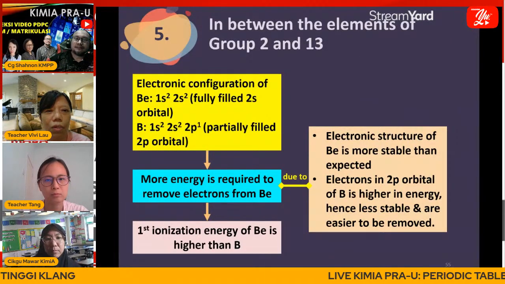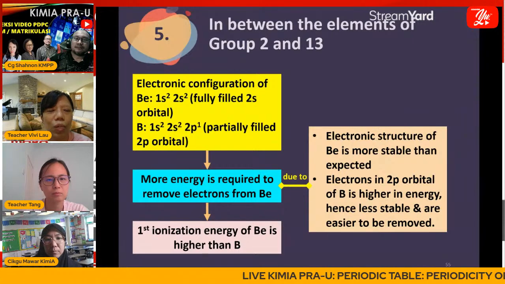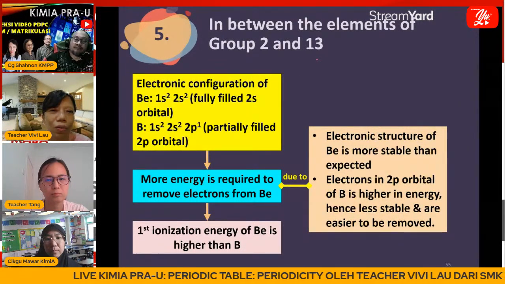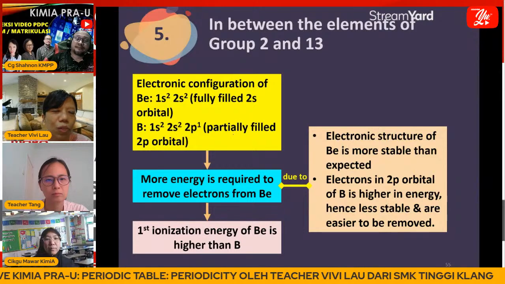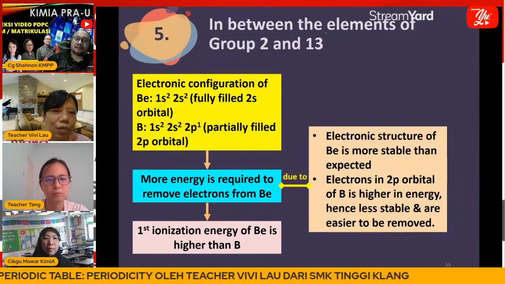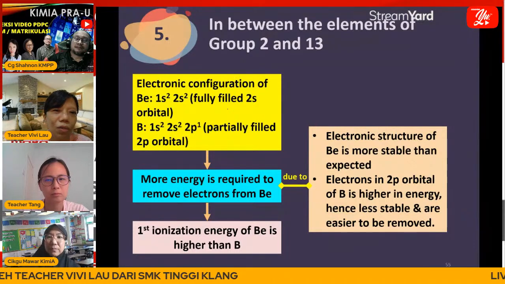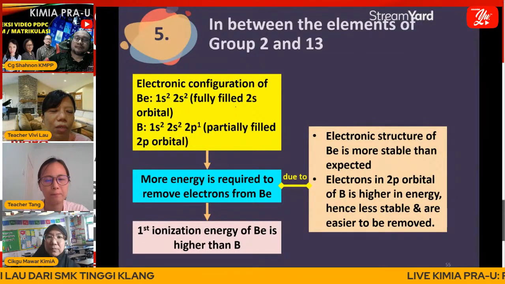Okay, so the anomalous behavior between group 2 and group 13. Group 2 is higher than group 13. It should be increasing, so group 13 should be higher, but it's lower than group 2. So you can explain by the electronic configuration.